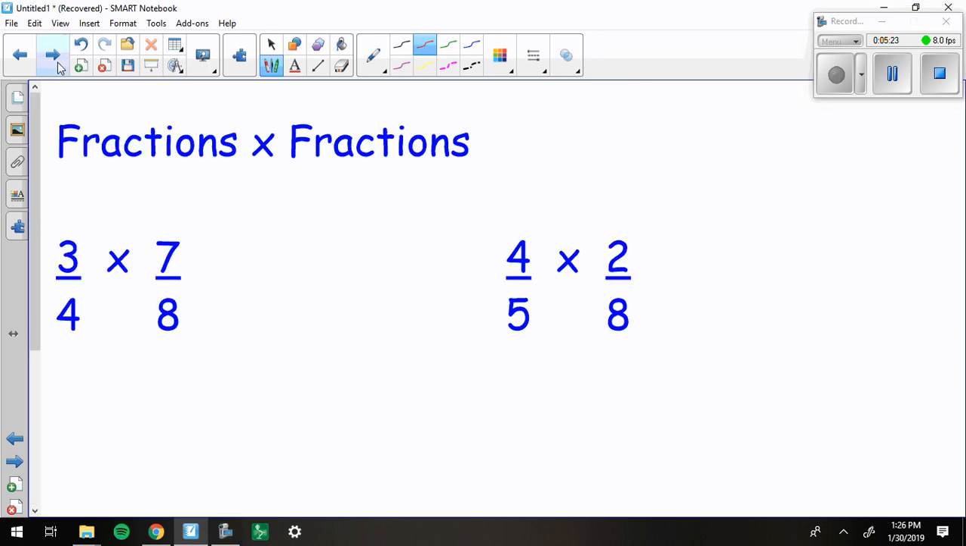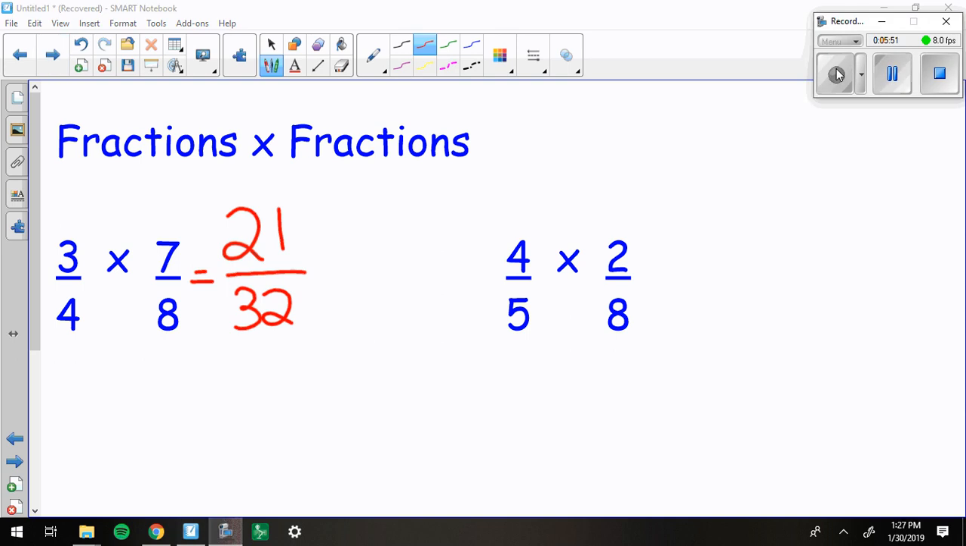Now we're going to do fractions by fractions. And here we just need to take what is given to us. We're not changing anything. We're not putting anything over 1. We just have a fraction and a fraction. 3/4 times 7/8. Let's take a look at this. What do I do first? Multiply my numerators. 3 times 7, 21. 4 times 8, 32.